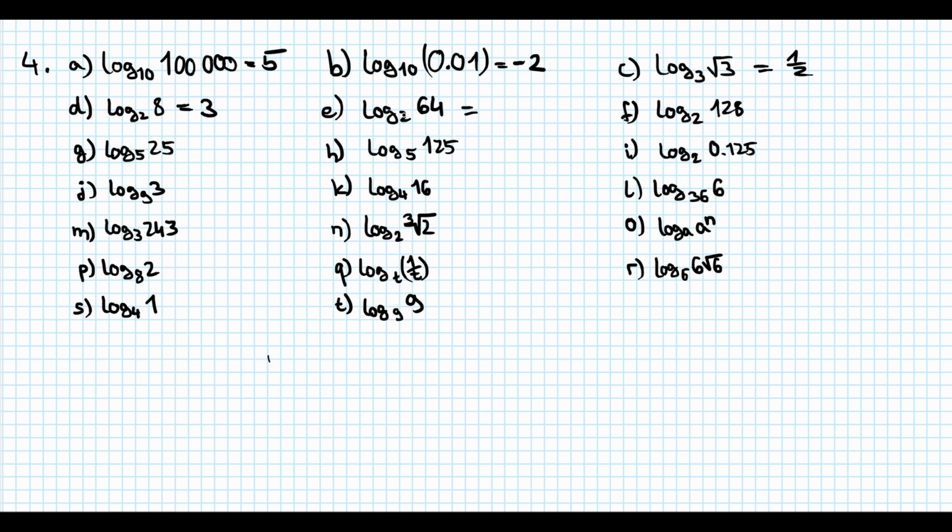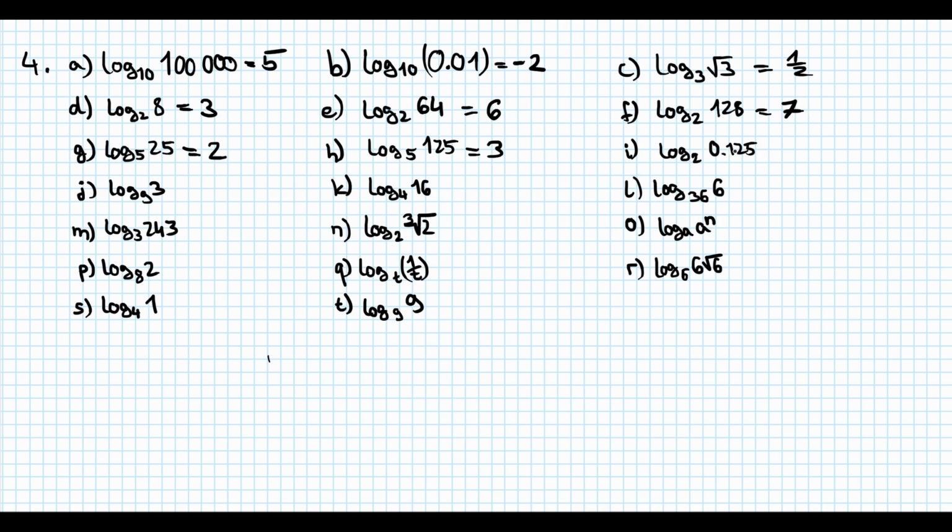And 2 to the power of how much is equal to 64? And that's 6. So log base 2 of 64 is 6. And same here, log base 2 of 128 is just 64 times 2, so that will be 7. 2 to the power of 7 is 128. Log base 5 of 25, that will be equal to 2, because 5 to the power of 2 is 25. And here, 5 to the power of 3 will be 125.